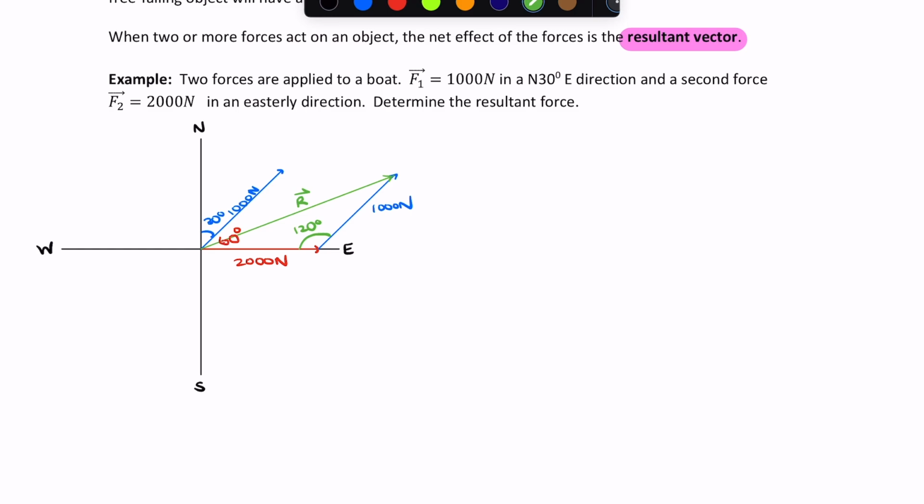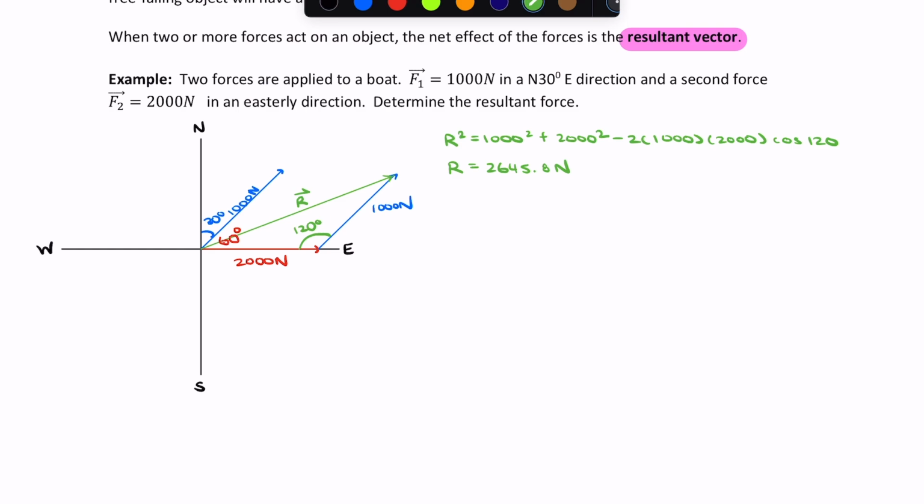And so here, if we're trying to find our magnitude, we can use cosine law. So here we have R squared is equal to 1,000 squared plus 2,000 squared minus 2 times 1,000 times 2,000 cos 120. So here we get an R value when we calculate it as 2,645.8 newtons.